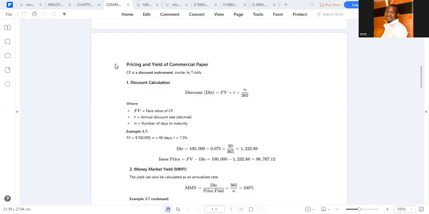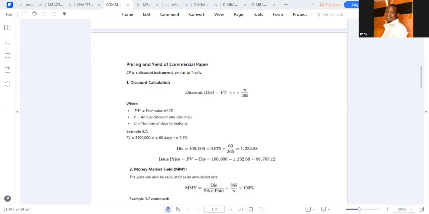What do we have here? We want to calculate the value of a CP. Are you able to see my screen clearly? Yes, we can.